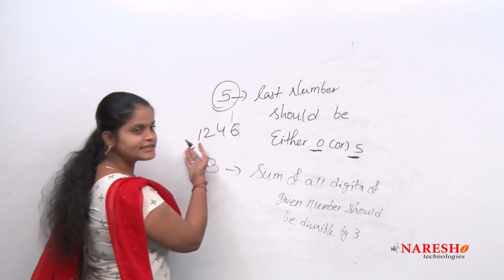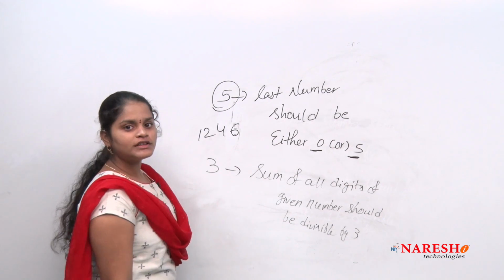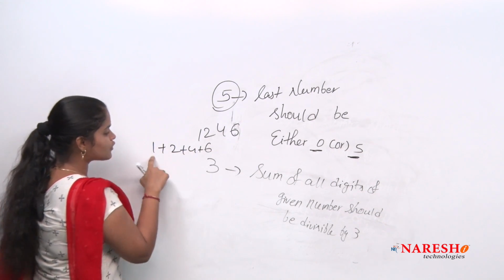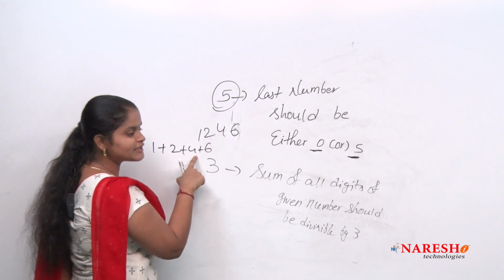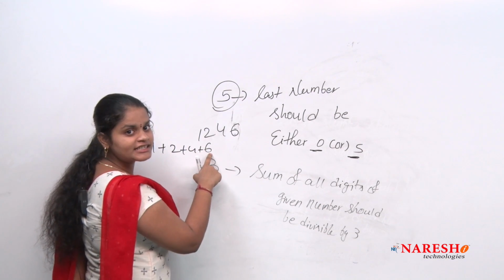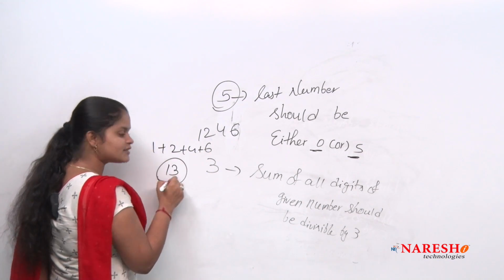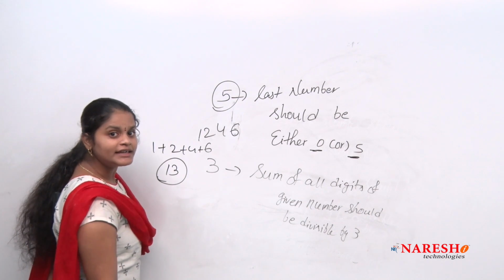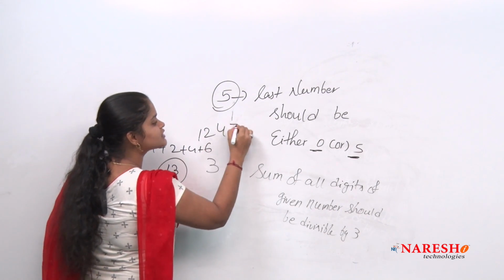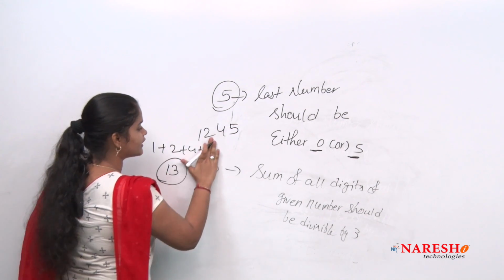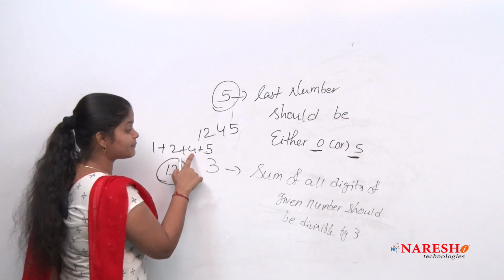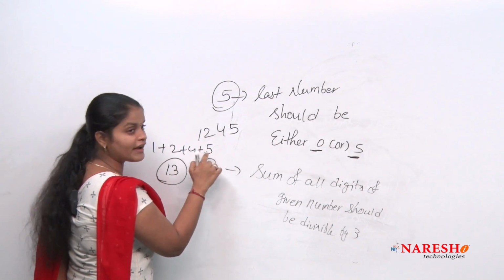For example, let's see this question itself. Sum of all the digits means 1 plus 2 plus 4 plus 6. So 1 plus 2, 3. 3 plus 4, 7. 7 plus 6, 13. So is 13 divisible by 3? No. So this number is not divisible by 3. For example, instead of 6, it is 5. So it will become 1 plus 2, 3. 3 plus 4, 7. 7 plus 5, 12.